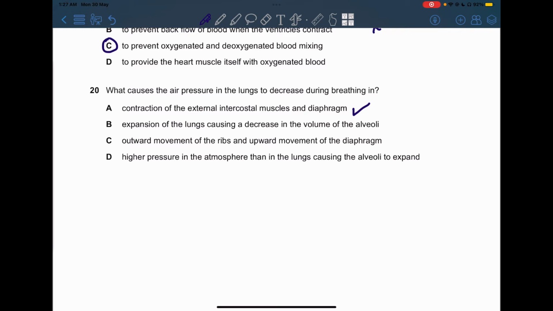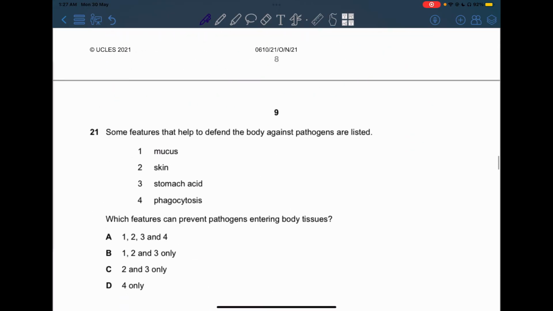Expansion of the lungs causing a decrease in the volume of alveoli. This is incorrect. Outward movement of the ribs and upward movement of the diaphragm. Now, the diaphragm actually moves downward, it flattens, so this is incorrect also. Now, higher pressure in the atmosphere than in the lungs causing the alveoli to expand. This is incorrect. The alveoli doesn't actually expand. So our answer will be A for question 20.